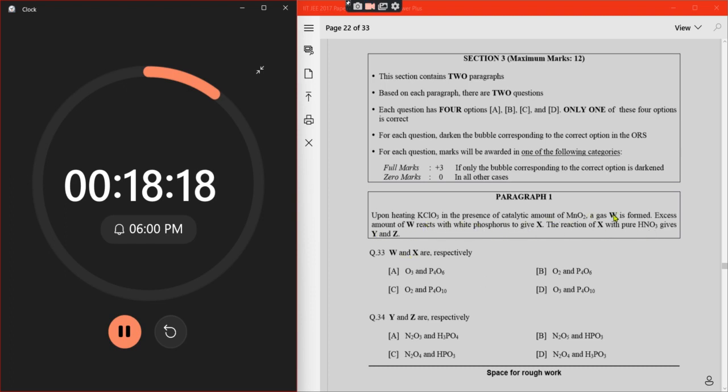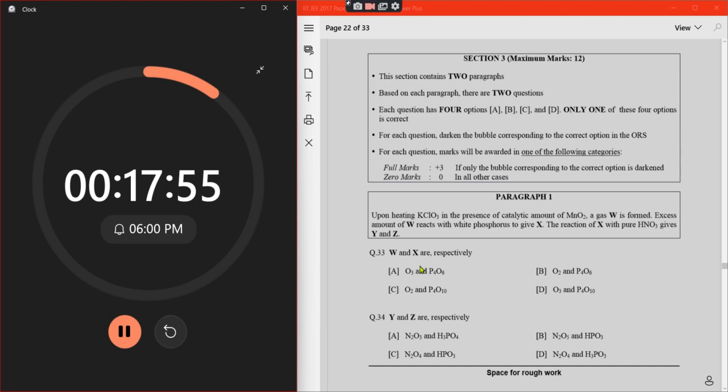Catalytic amount of MnO2, a gas W is formed. Of course, ozone. No, not ozone. It's O2, for the pure production of O2, right? Exactly. Yes. So it just forms KCl or something like that. I guess that's the thing. It just forms O2, and then excess O2 reacts with white phosphorus to give P4O10, of course.